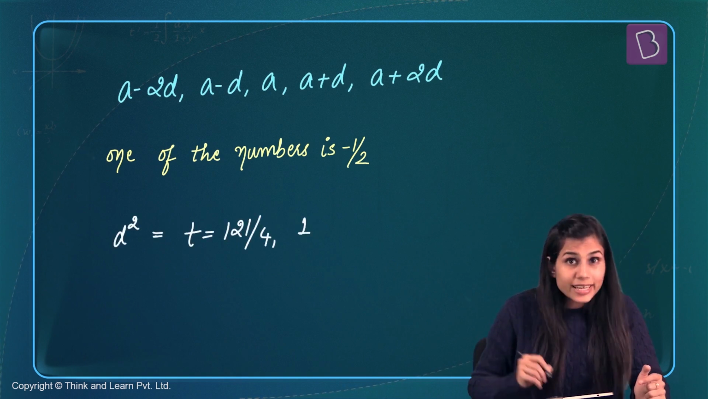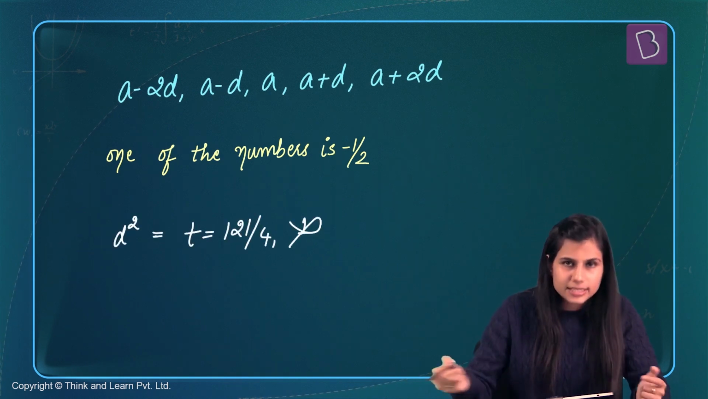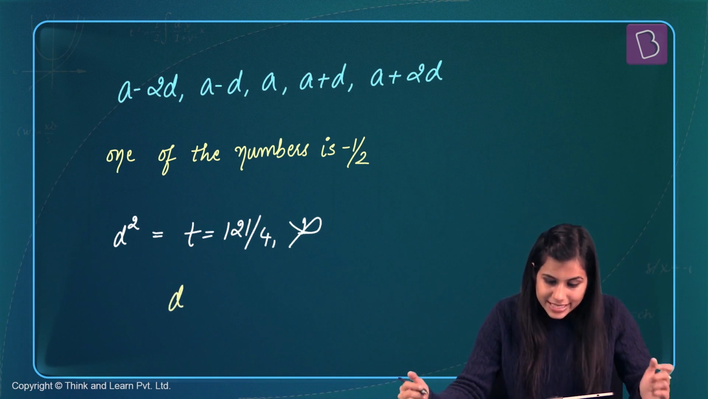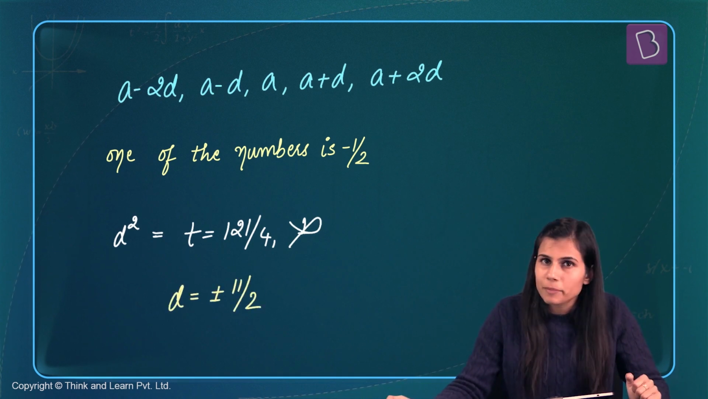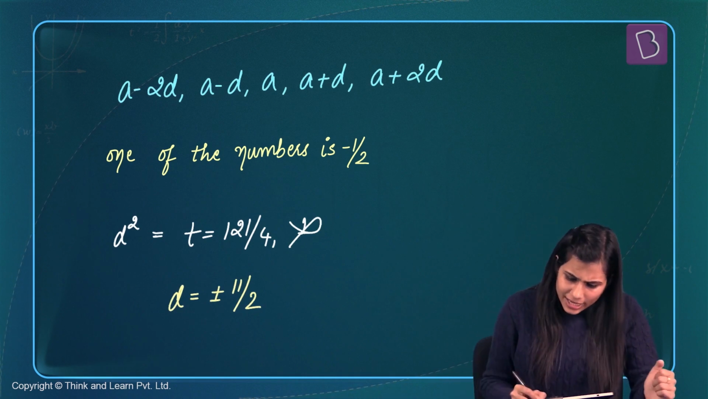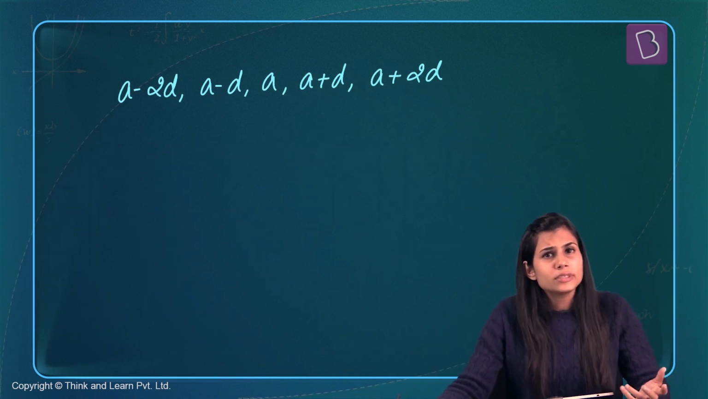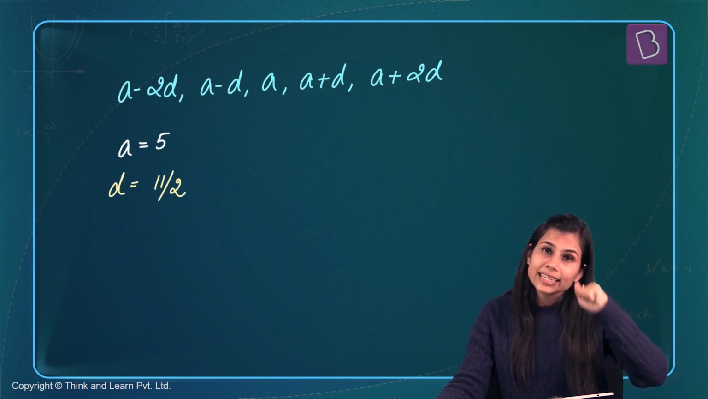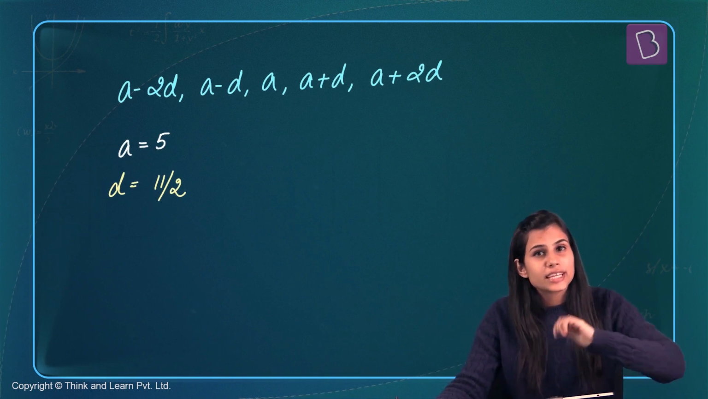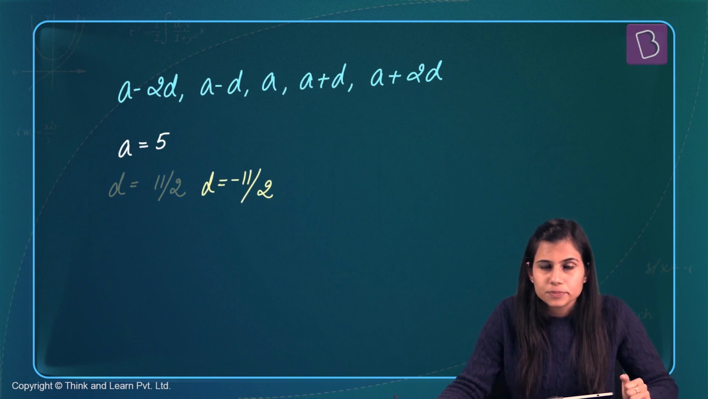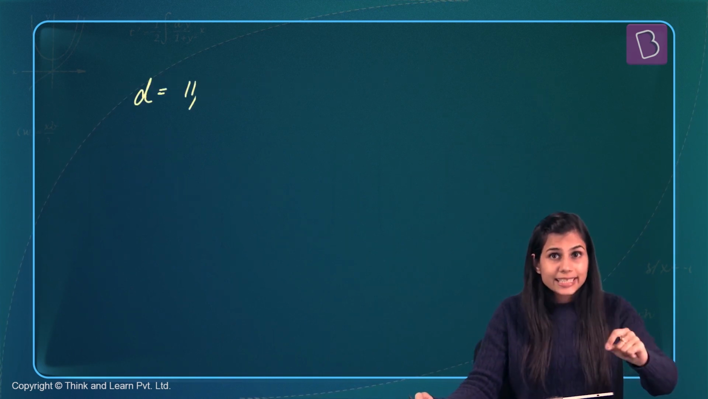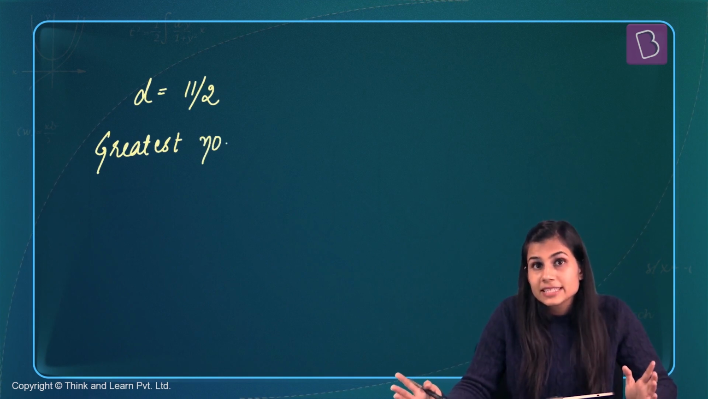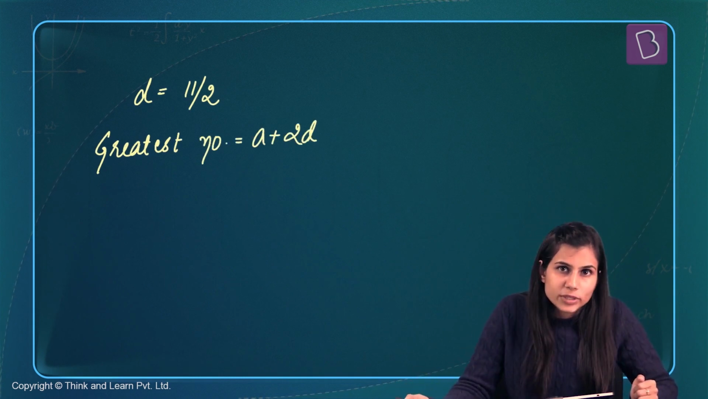That means D square equals 1 is eradicated. So we have just 2 possibilities left. That is, D can be either plus 11 by 2 or minus 11 by 2. Now, the good thing is that when you take A as 5 and D as 11 by 2, the 5 numbers that you get are exactly the same that you get when you take A as 5 and D as minus 11 by 2. The only difference is that when you take D as plus 11 by 2, the greatest number out of these 5 is given by A plus 2D.